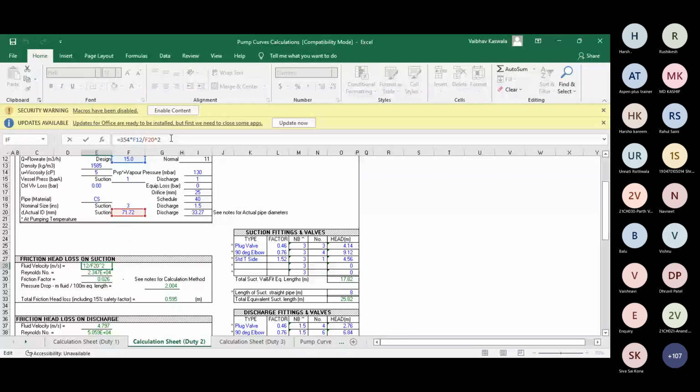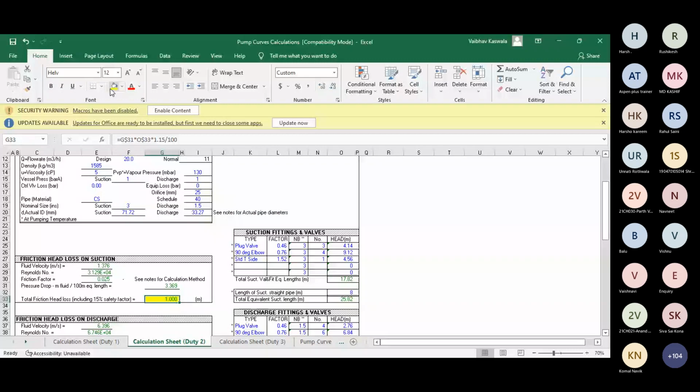You can see the flow rate here is 15, it will be 20. So you can see that if I increase the flow rate from 15 to 20, my velocity will increase. If I increase the suction side velocity, what will happen? At higher velocity, your Reynolds number will increase, and your friction factor will increase. So if I change the suction line size, what is the change in frictional losses?